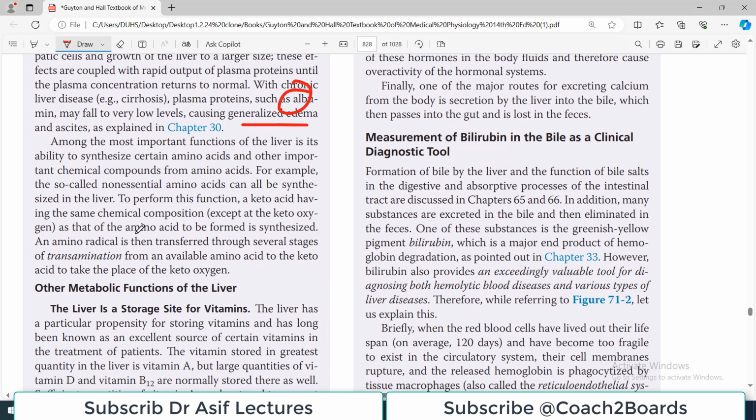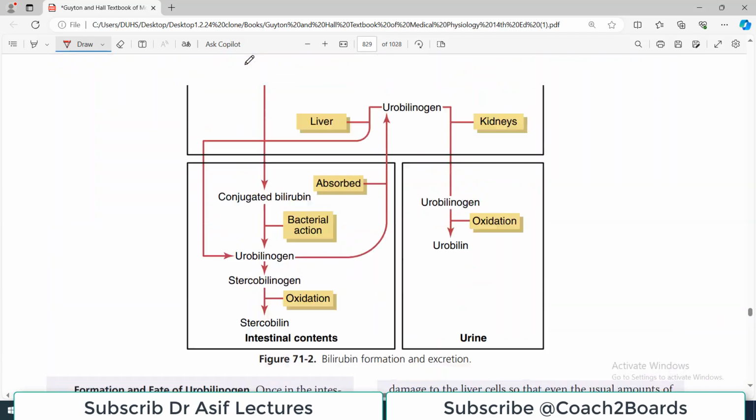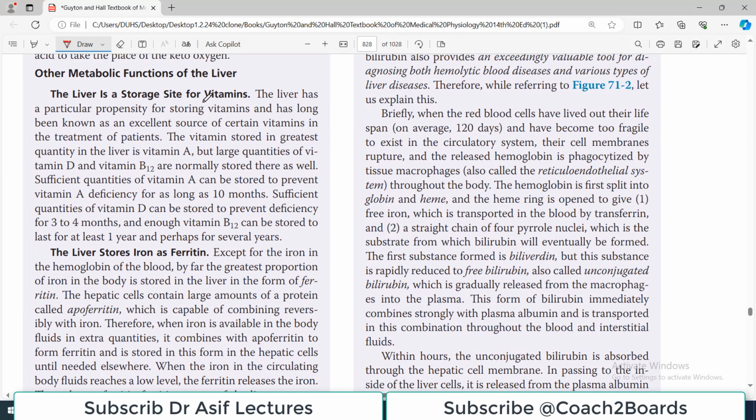So very important. The liver's function cannot be ignored in all macromolecule metabolism, whether it is carbohydrates, proteins or fats. Okay, and then there are so many other functions of the liver. For example, the liver is a storage site for many vitamins. The liver has a particular propensity for storing vitamins and has long been known as an excellent source for certain vitamins. For example, it stores great quantities of vitamin A, but large quantities of vitamin D and B12 are normally stored as well. So remember, these are all the vitamins stored in the liver.